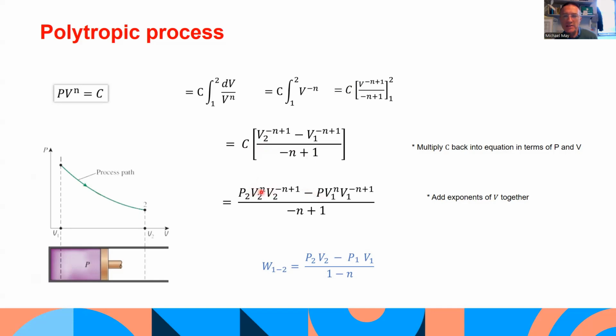Now we add the exponents when we multiply them together. So V to the power of n multiplied by V to the power of minus n plus 1: the n's cancel and you're left with V2 to the power of 1, which is just V2, and that's what we get down here. And the same on this side of the equation: V to the power of n multiplied by V to the power of minus n plus 1, the n's cancel and you're left with V1. This is how we arrive at this expression down here, and we're just moving these around to tidy up the equation.